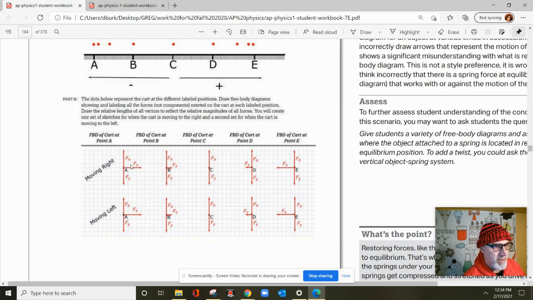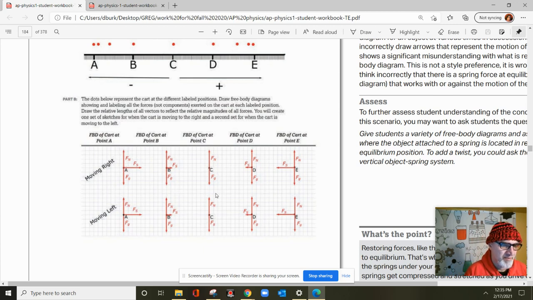Here are some free body diagrams for the different locations. You can see that the spring force is largest when we're at the ends because the spring is all the way stretched out and it's pulling it. When it's all the way stretched out, it's pulling it to make it smaller. And when it's all the way squished, it's pushing it to make it larger. At the intermediate positions, the spring force is smaller. Right when we're at position C, when the spring is neither stretched nor compressed, there is no force on the cart because it's not being pushed or pulled.